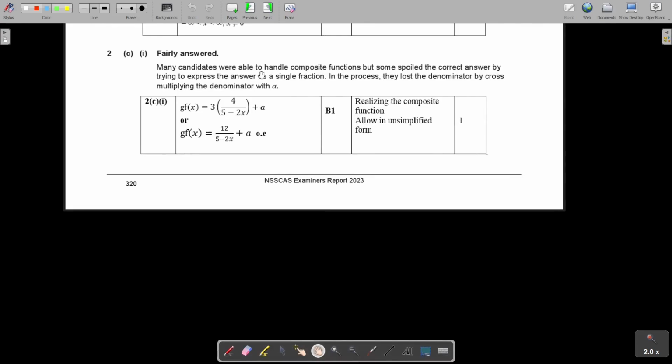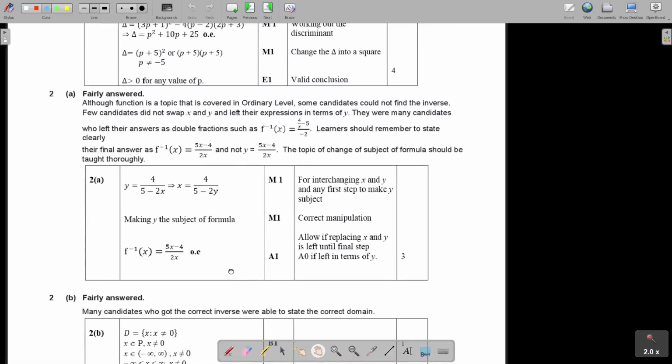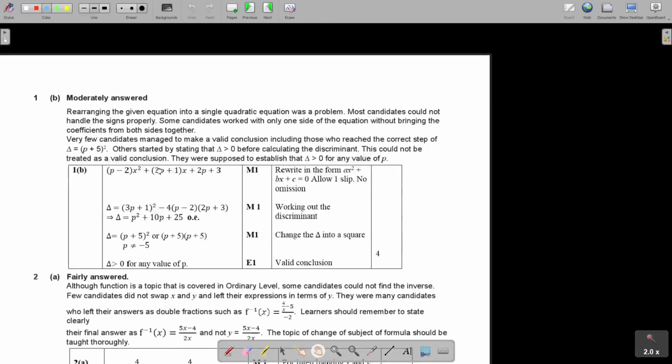Many candidates were able to handle... no, it's not composite. Sorry, I'm still not at the right one. 1B. Okay, moderately answered. Rearranging the given equation into a single quadratic equation was a problem. Most candidates could not handle the signs properly. Some candidates work with only one side of the equation without bringing the coefficients from both sides together. So you have to take everything to one side.